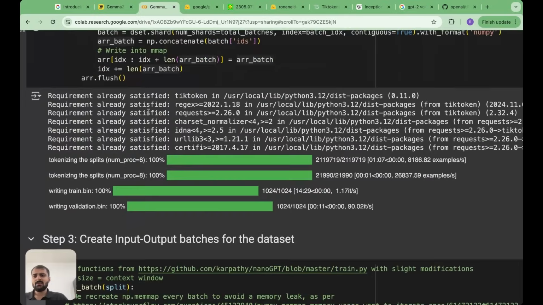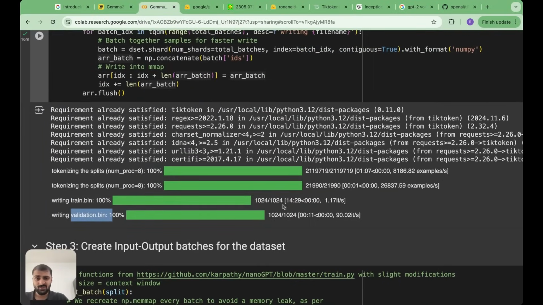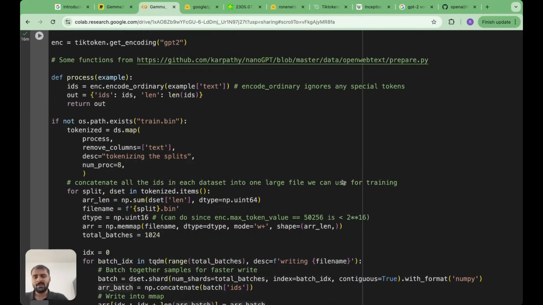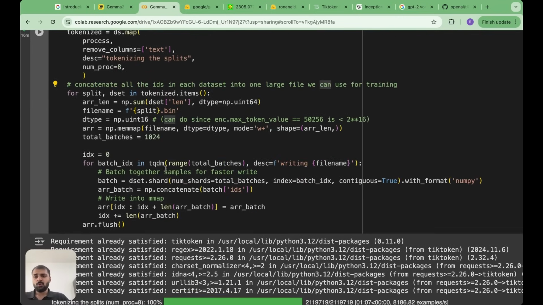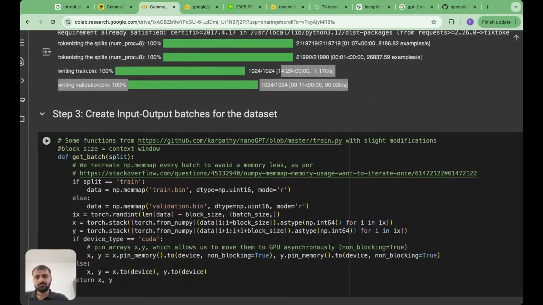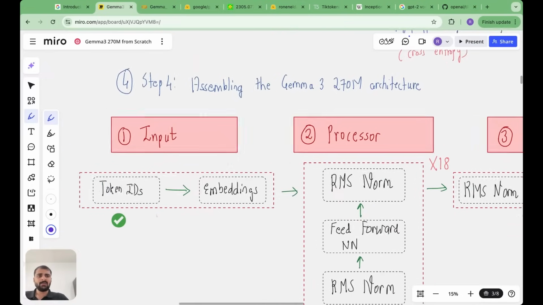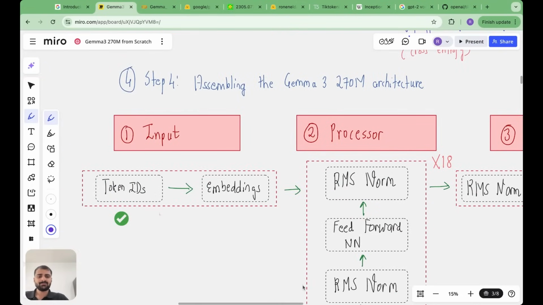Meanwhile, I can see that my initial step of training.bin and validation.bin has finally finished. It took around 15 minutes, by the way. So if you don't do this memory mapping, it will take even more time if you just save everything on RAM. All right, so now let's move to the next step, which is essentially assembling the Gemma architecture.